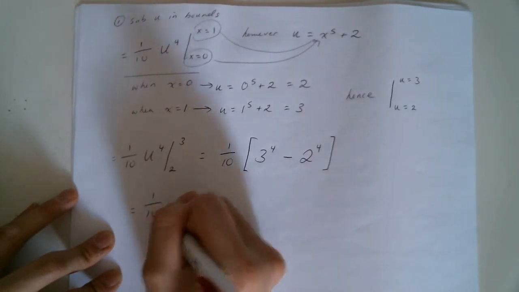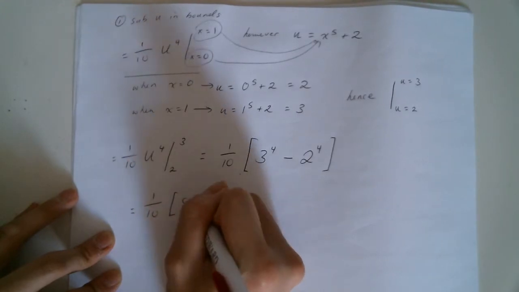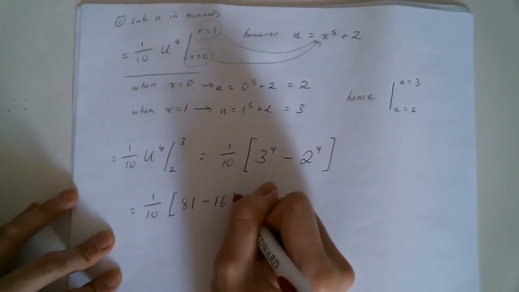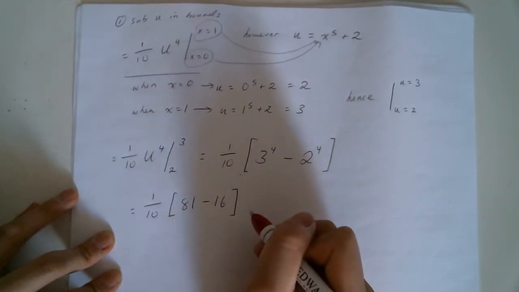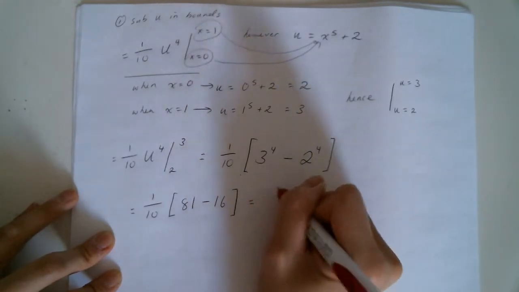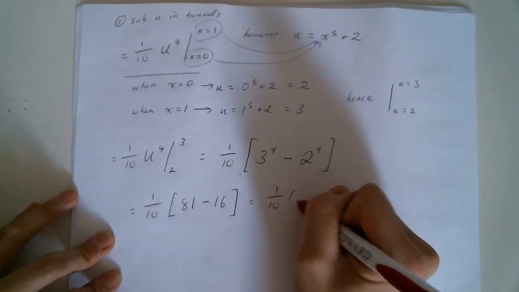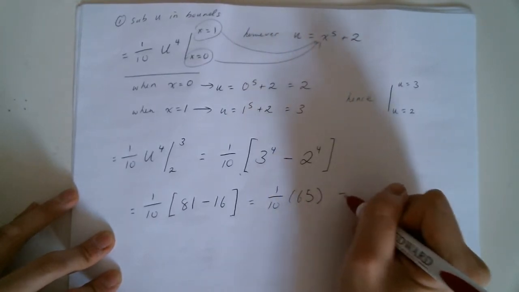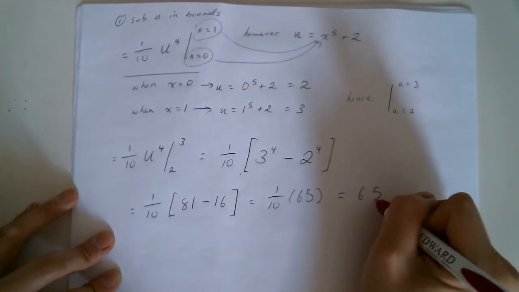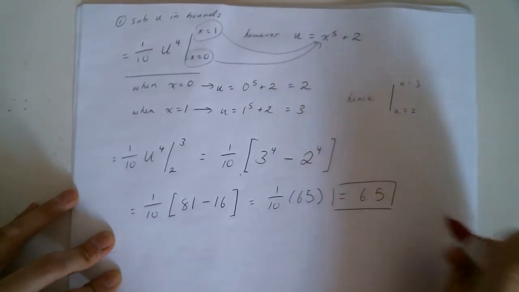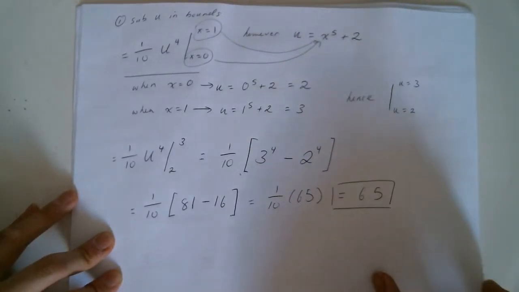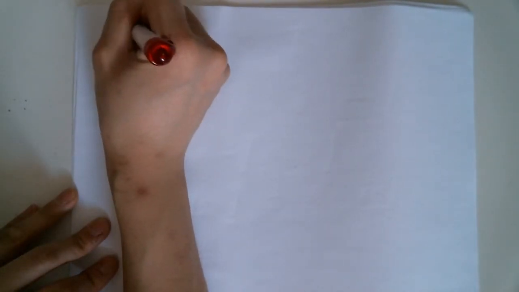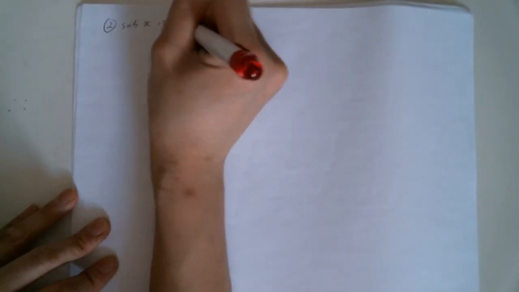Which is all in all going to leave you with 1/10 times 81 minus 16. And on performing that subtraction, you're going to be left with 1/10 of 65, which is going to leave you with 6.5. So that's the first method that you can use.